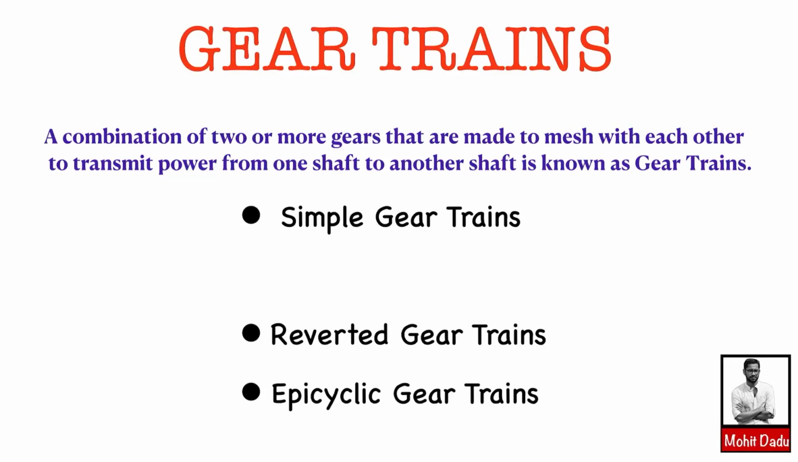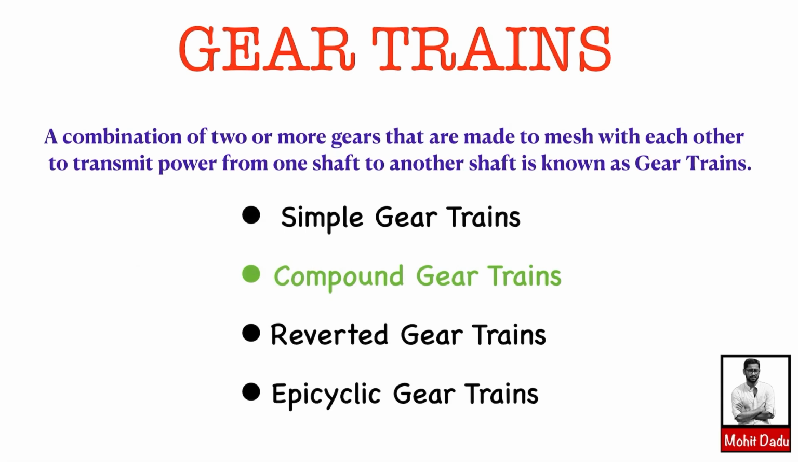So we have already discussed the gear trains. Gear trains are simply a combination of two or more gears which are connected to transmit power from one shaft to another shaft. And we have also seen the classification of gear trains based on the arrangement of wheels. So in this video we will be studying in detail about the compound gear trains.